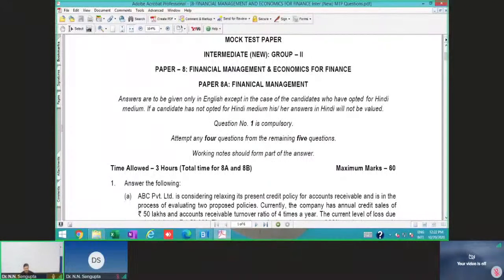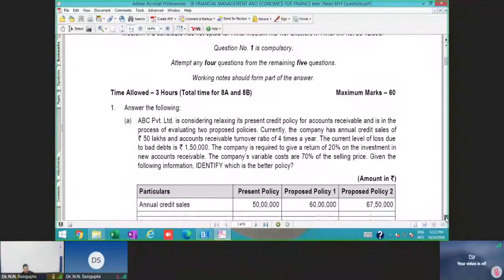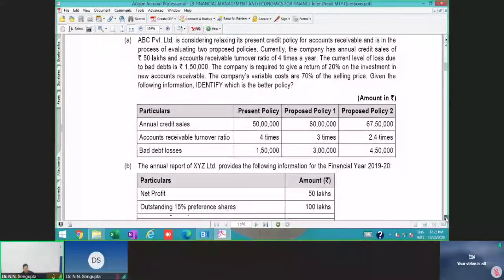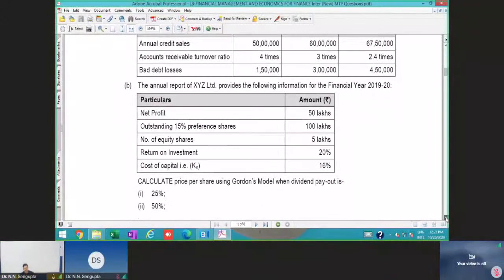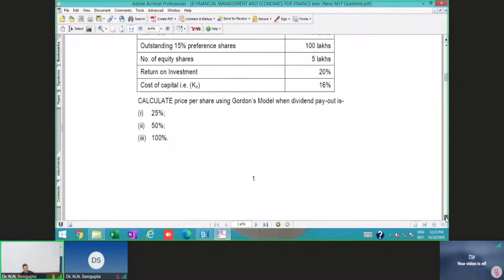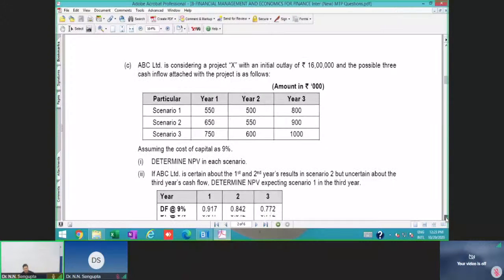Okay, fine. So let me go for financial management. Anybody who is here only for costing, you may withdraw. If you have financial management also, kindly stay with us. This is regarding receivable management, which policy is better. Then this is dividend. Three dividend payouts are given. In those 3 situations, you need to apply it.